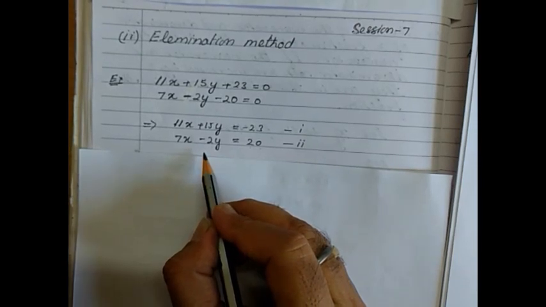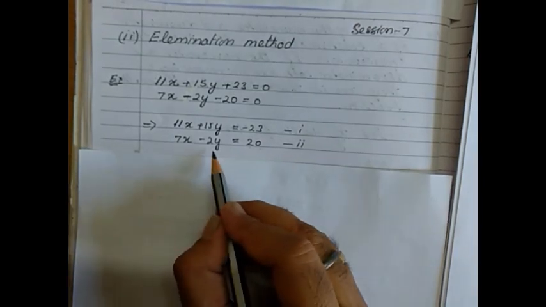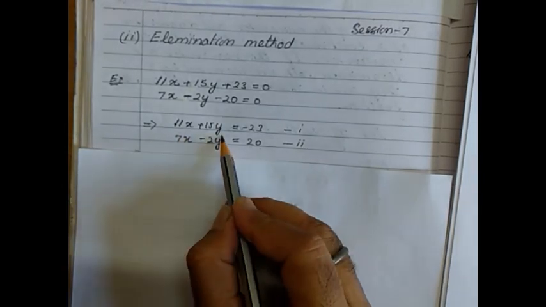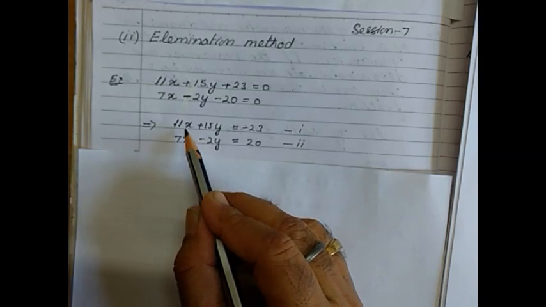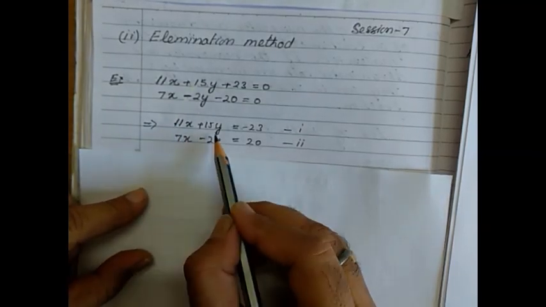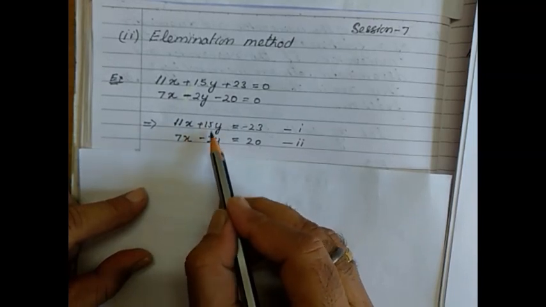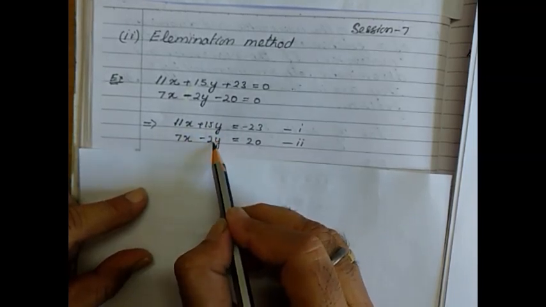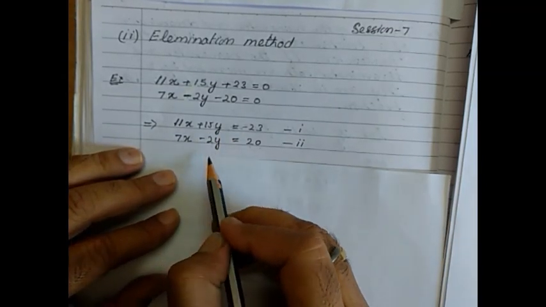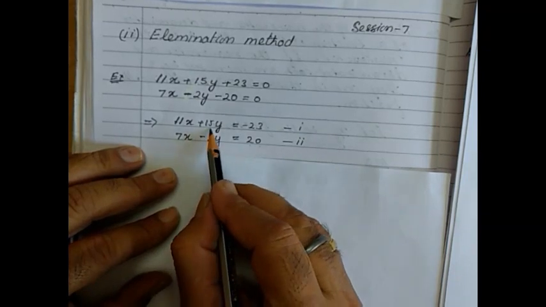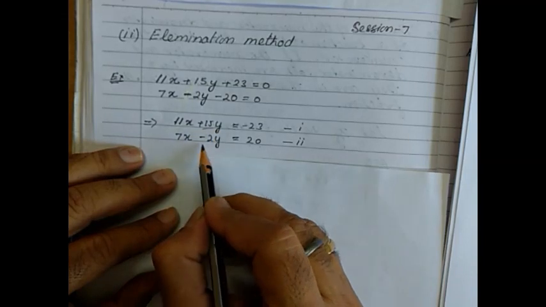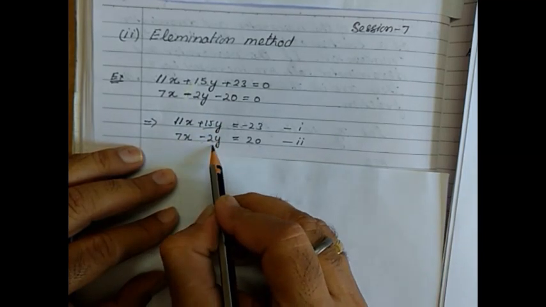The first step to eliminate one of the variables is to decide whether x should be eliminated or y should be eliminated. To eliminate it, we should have the coefficient of x or the coefficient of y equal in both the equations. So what we will do is multiply with a suitable number. Here we have 15y and minus 2y, how can we make them equal?